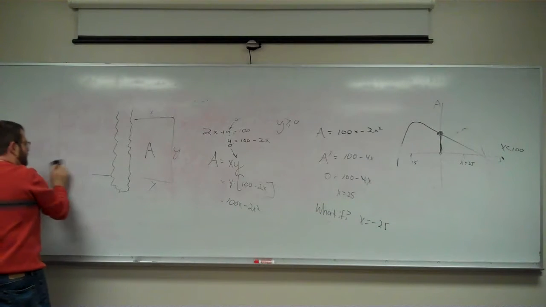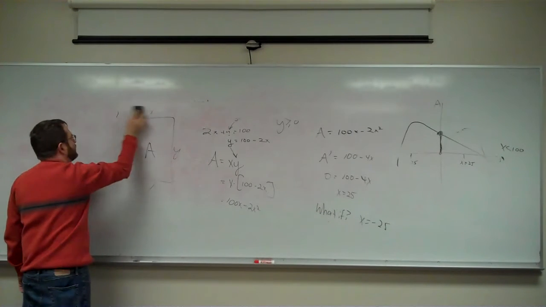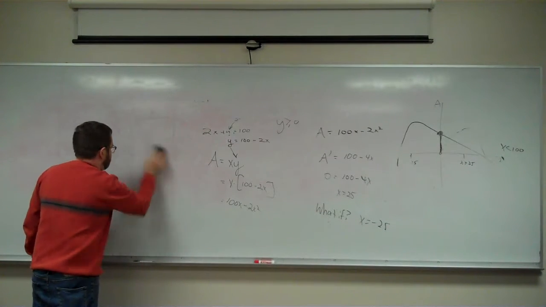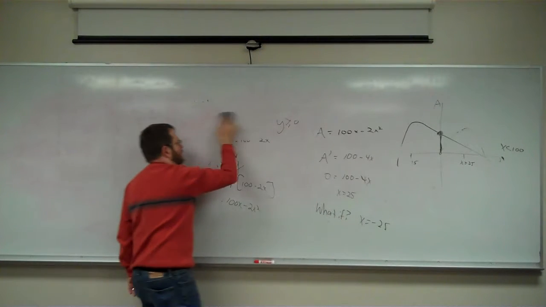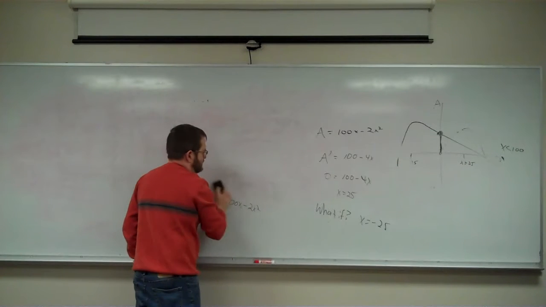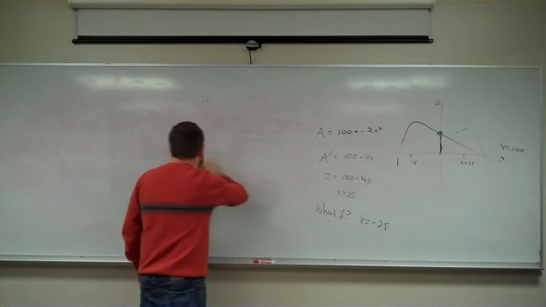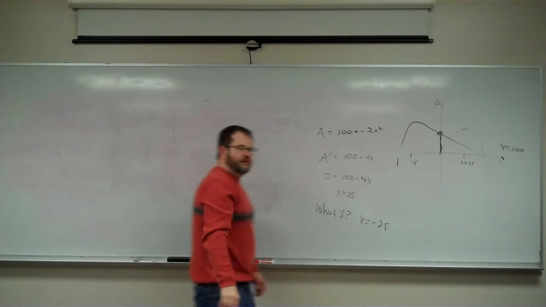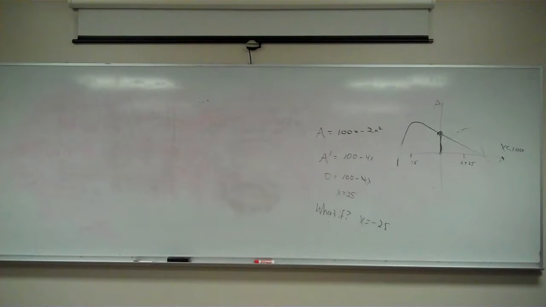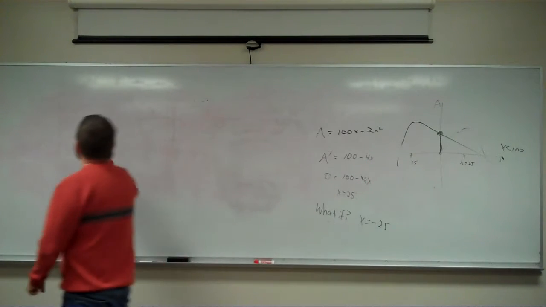Let's make ourselves a picture here. I didn't do this one in advance, so I'm excited to see how it works out. Alright, so we start off with a 24 by 36 inch piece of cardboard. Yep. And we're going to remove squares from the side.